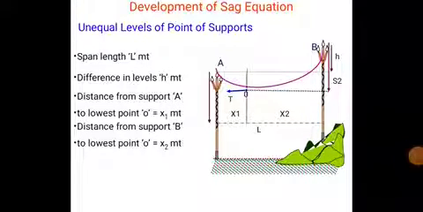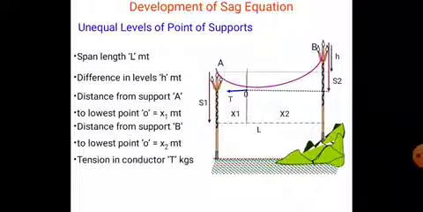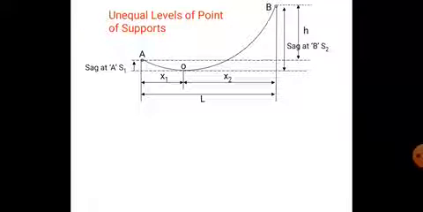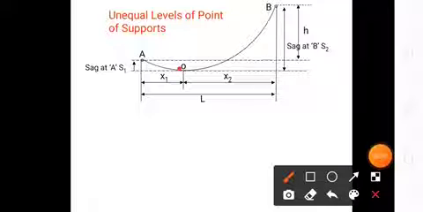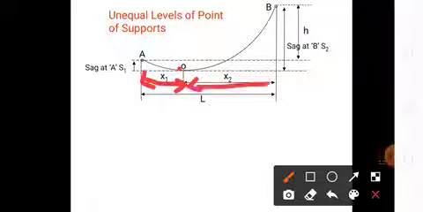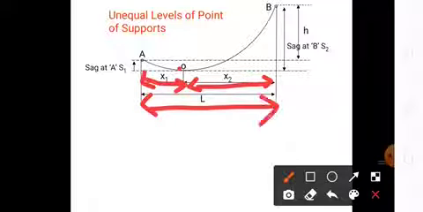The distance from support B to the lowest point O is x2 meters. The tension T is converted into T kgs. Unequal levels of points of support: when A and B are at unequal levels, at point O the distance OA is x1 and OB is x2. The total length is L.